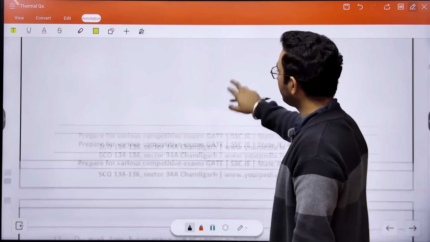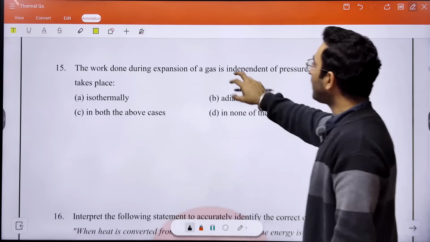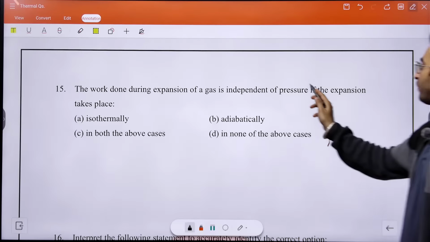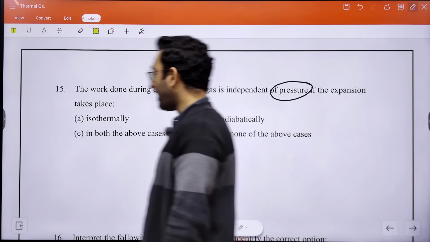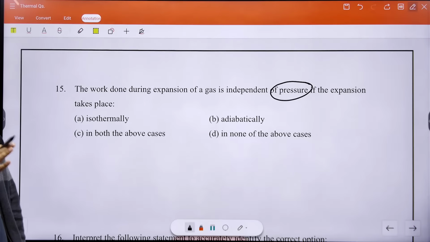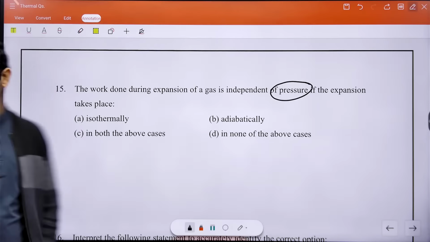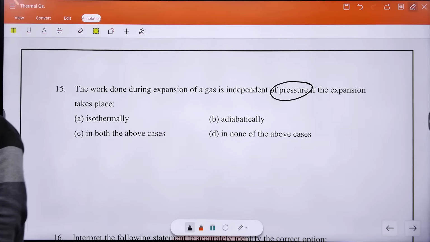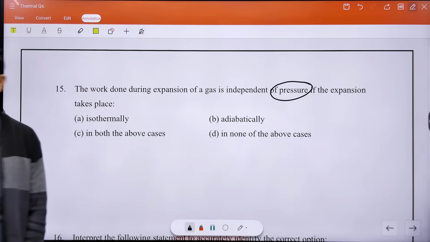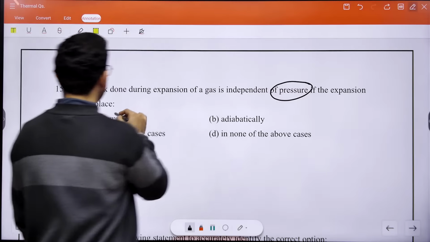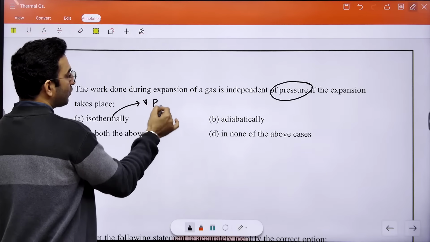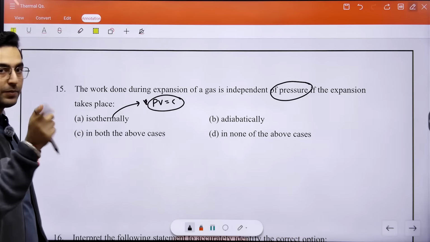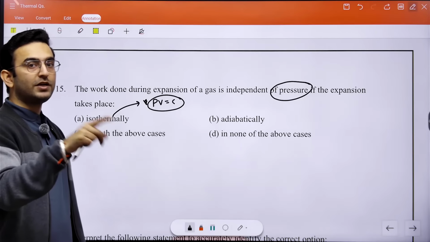Next part. The work done during the expansion of a gas is independent of pressure if the expansion takes place isothermally, adiabatically, in both the cases, or in none of the above cases here. What can be the answer of question number 15? The work done during the expansion of a gas is independent. First of all, if the expansion is taking place at a constant temperature isothermally here, the equation is going to be written as PV equal to constant. That means correspondingly the pressure and volumes are changing here. It is depending upon the pressure, it is depending upon the volume here.